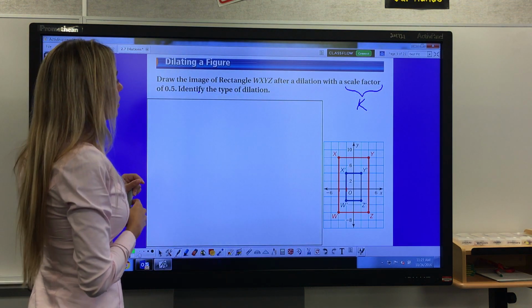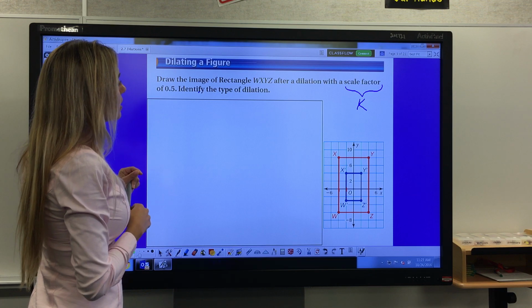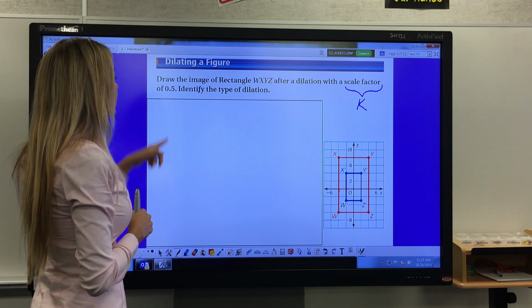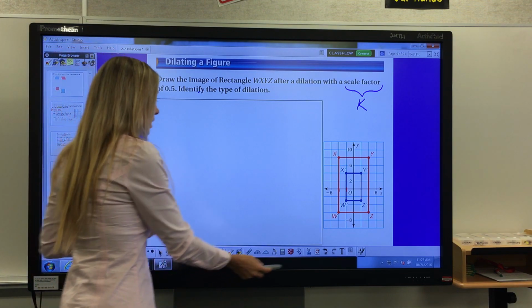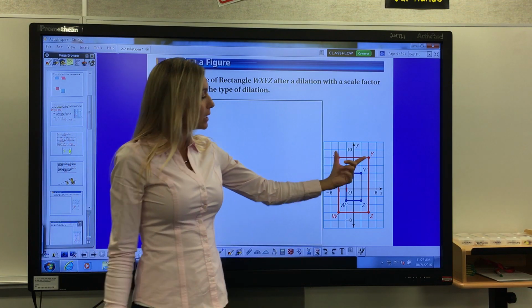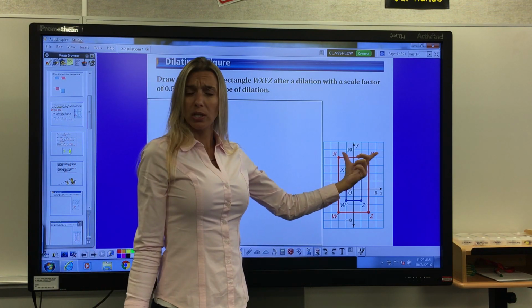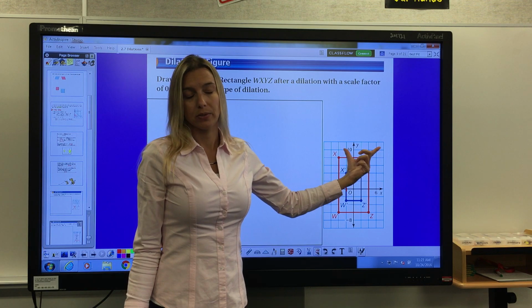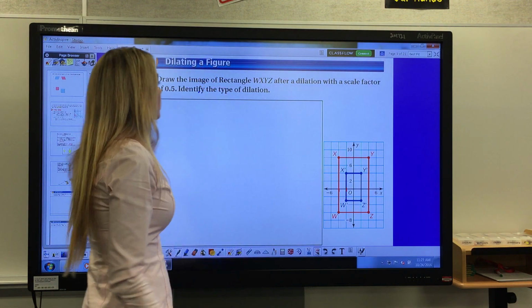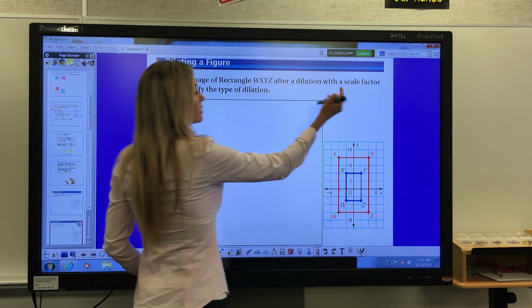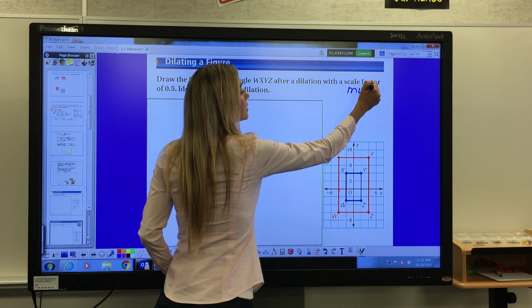Let's look at this problem. Draw the image of rectangle WXYZ after dilation with a scale factor of 0.5. It's already done for me in here, but let's see what they did and how it actually happens. So 0.5 and scale factor means multiply, right?